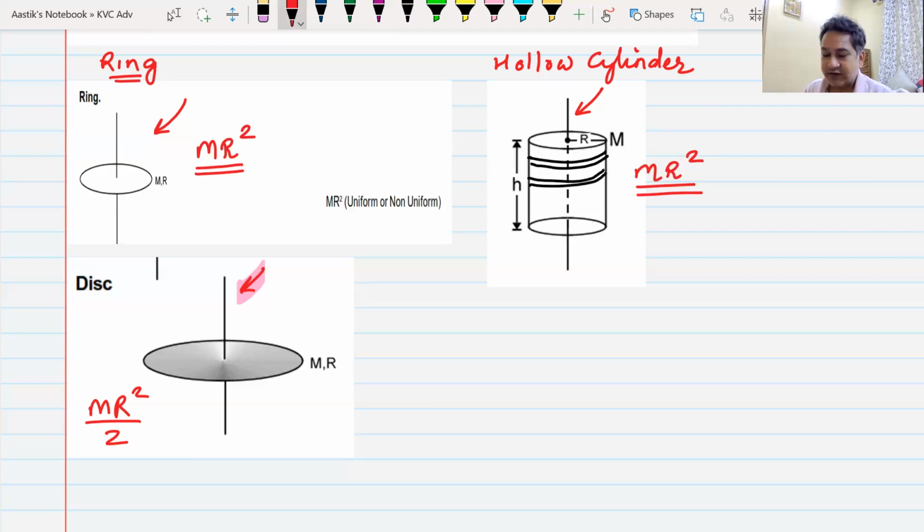The only thing is the total mass of the cylinder comes in place of mass of that small ring. So the moment of inertia remains mr square. Do we understand this? Same as the moment of inertia of the ring, it is made from the ring. So whatever is the moment of inertia of the ring, that same becomes the moment of inertia of this body.